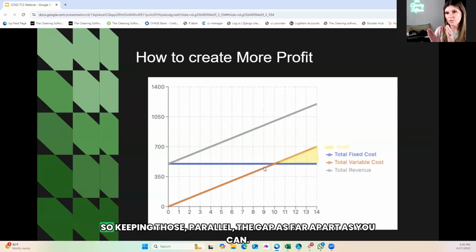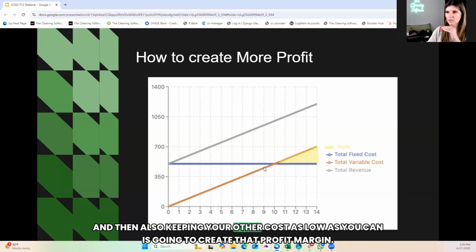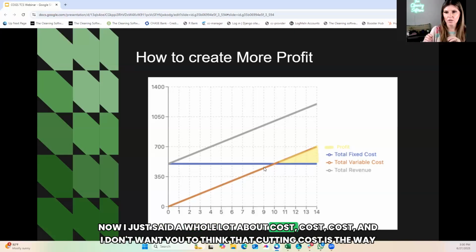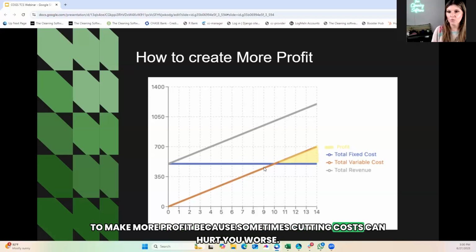So keeping those parallel, the gap as far apart as you can, and also keeping your other costs as low as you can is going to create that profit margin. Now, I just said a whole lot about cost, and I don't want you to think that cutting cost is the way to make more profit, because sometimes cutting costs can hurt you worse.